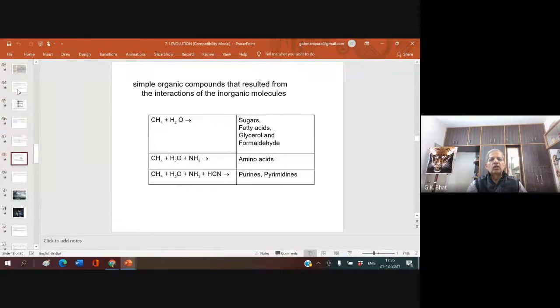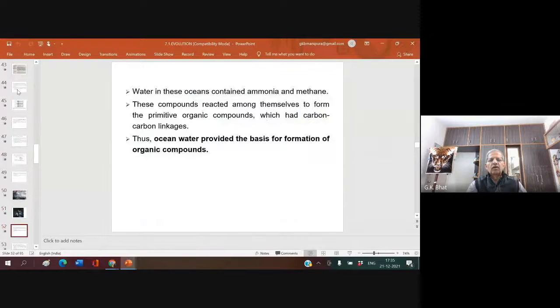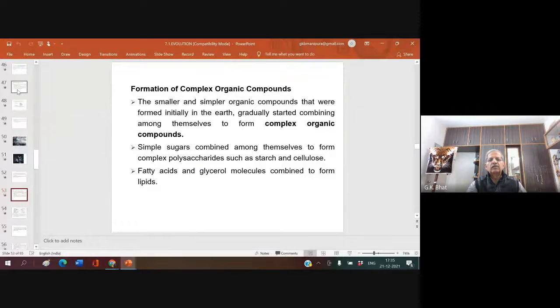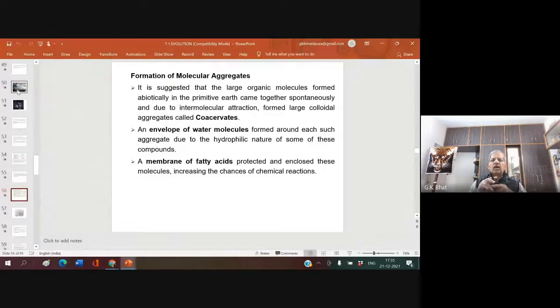This resulted in what is known as coacervates. Always ask a question, what is a coacervate? Coacervates are nothing but large colloidal aggregates of organic compounds. So, it is suggested that large organic molecules formed abiotically in the primitive Earth came together spontaneously due to intermolecular attraction. There occurred some attraction between them and they formed large colloidal aggregates called coacervates.